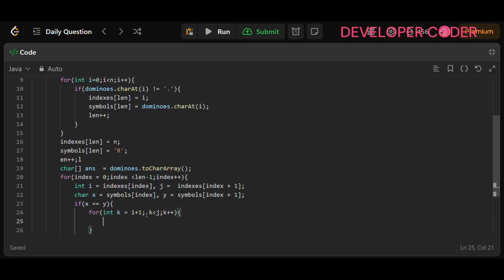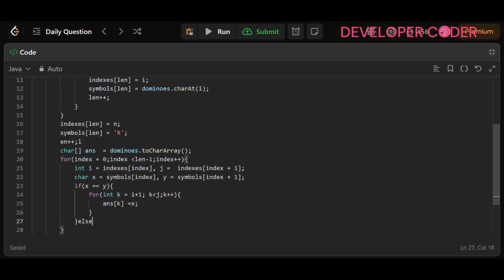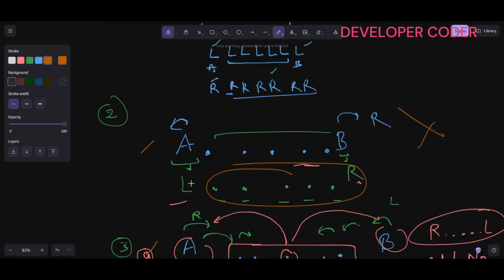And here you have to fill answer of k with any value. x and y both are the same now, so you can write anything. Okay, this is done. Now this is one case. Now in the other two cases, this case we have to ignore. When this is L and when this is R, we don't need to actually write it. There is not going to be any impact.